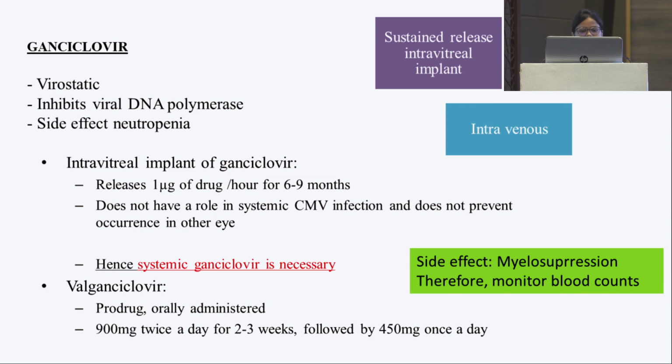The intravitreal implant of ganciclovir, also called Vitrasert, is available as a 4.5 milligram capsule. It releases the drug at a rate of 1 microgram per hour for 6 to 9 months. But we know that CMV infection is a systemic infection, and therefore systemic therapy is a must. So oral valganciclovir, which is a prodrug of ganciclovir, is given at a dose of 900 milligrams 2 times a day for 2 to 3 weeks, followed by 450 milligrams once a day.